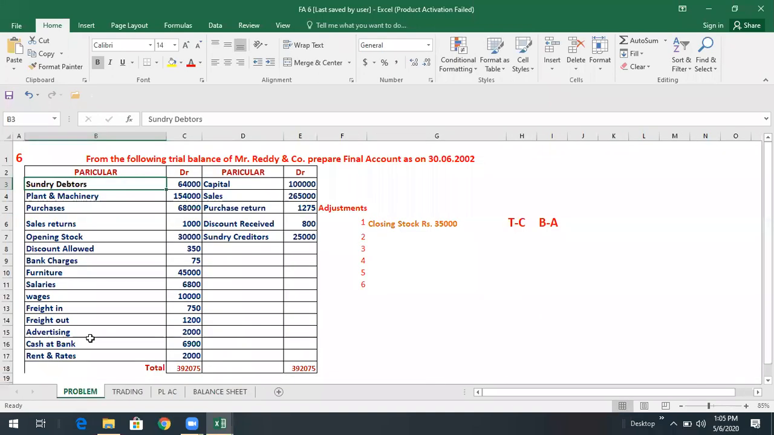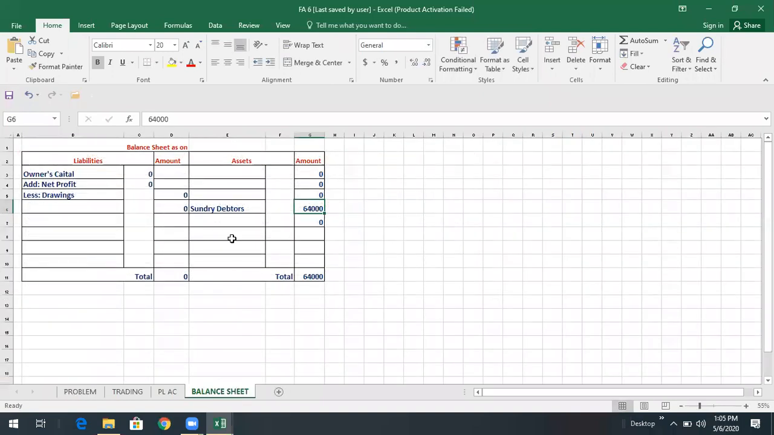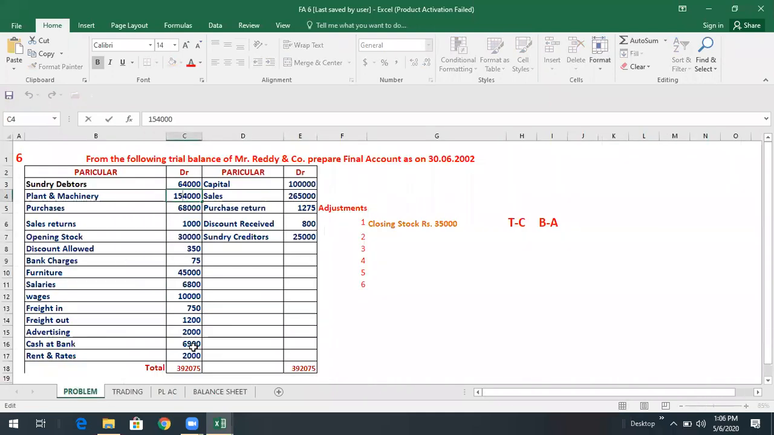Then go for the second transaction, plant and machinery 1,54,000 rupees. What is plant and machinery? Plant and machinery is also an asset. Where do we enter it? Balance sheet asset side I enter plant and machinery. What is the value? 1,54,000 rupees. So I entered 1,54,000 rupees for plant and machinery.